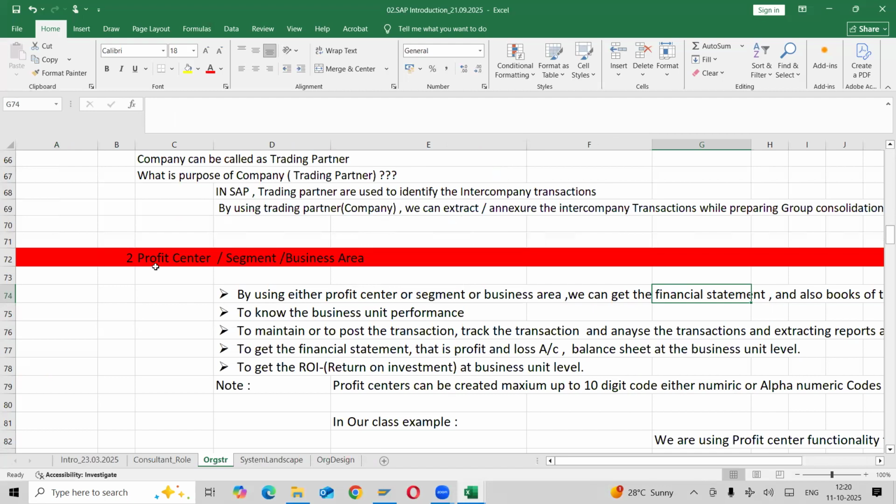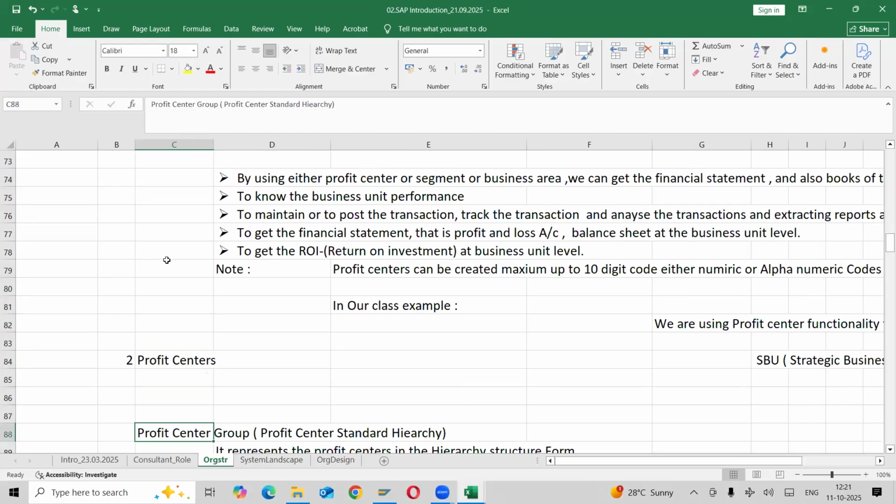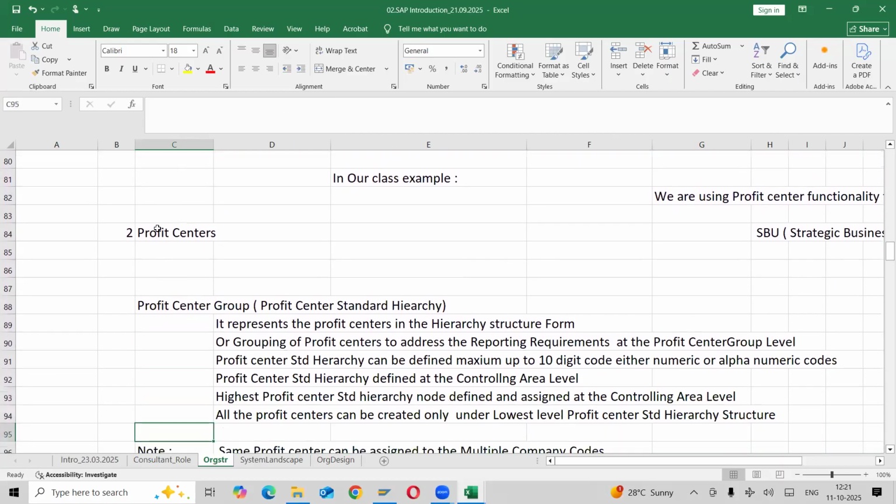Clear? In the same way, this is about your profit center. What is profit center? What do you mean by segment? What do you mean by business area? We will discuss right now. What is the difference between cost center and profit center? In our next classes, we will see that. Same thing I mentioned. What do you mean by a profit center?